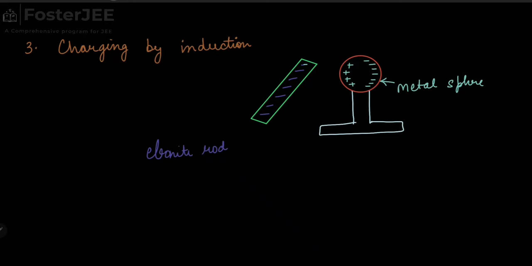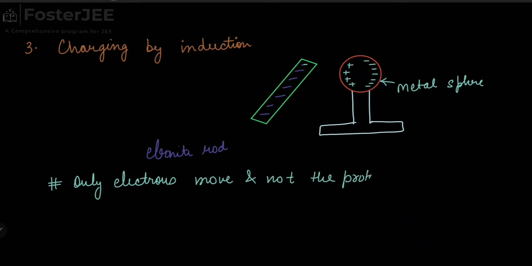Now, here one very important point I would like to mention, that only electrons move. Only electrons move and not the protons. Why so? Because in conductors or surfaces like metal, the electrons are free to move, that are called free electrons. But protons are bound with the nucleus. So the protons never move, only the electrons move.